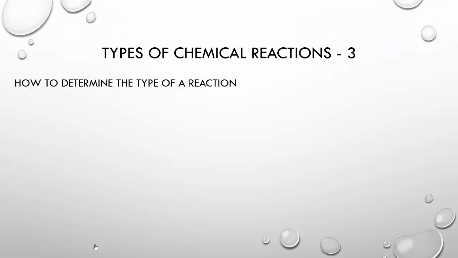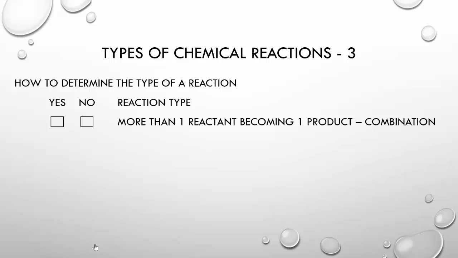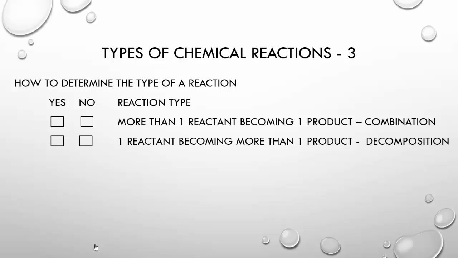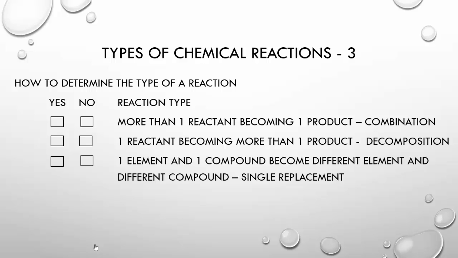So now that you know the 5 types of reaction, the question becomes, how do you determine the type of the reaction? And we're going to use a checklist. The checklist is going to be yes, no, and the reaction type. So the first question, do you have more than one reactant becoming one product? The answer is either yes or no. If the answer is yes, you have a combination reaction. If the answer is no, you go to the next question. Do you have one reactant becoming more than one product? Yes or no. If the answer is yes, you stop, you have a decomposition reaction. If the answer is no, you go to the next question.